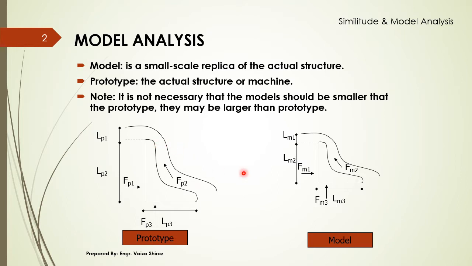So if you see these figures, this is the figure of the actual structure or the prototype. LP1, LP2 and LP3, with the subscript P, refer to the dimensions of the prototype, while FP1, FP2 and FP3 are the forces acting on the actual structure. Now this is the model of this prototype. The dimensions of the model are scaled down to LM1, LM2 and LM3, and the forces are FM1, FM2 and FM3.